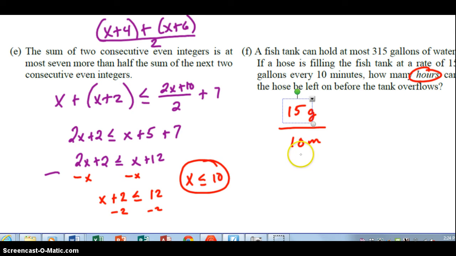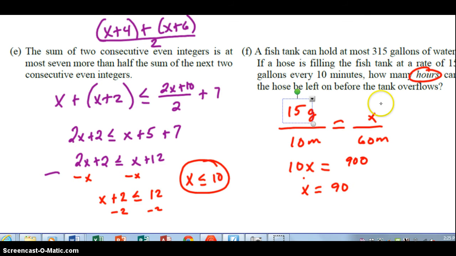Well, if we got 15 gallons in 10 minutes, how many will we have in 60 minutes? Let's make this x. We can cross multiply. 10x is equal to 60 times 15. Just turning on my calculator here. 60 times 15 is 900. So x is going to be 90.